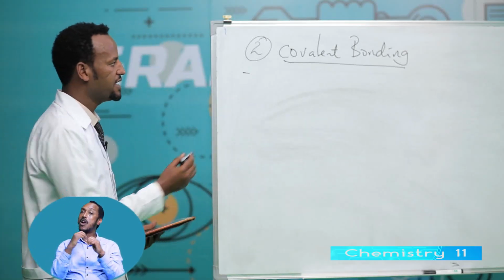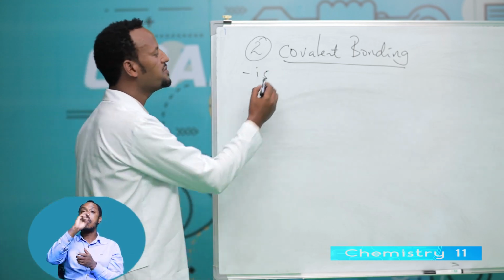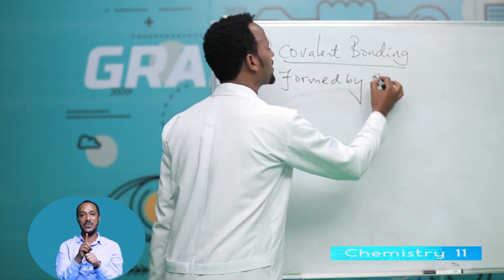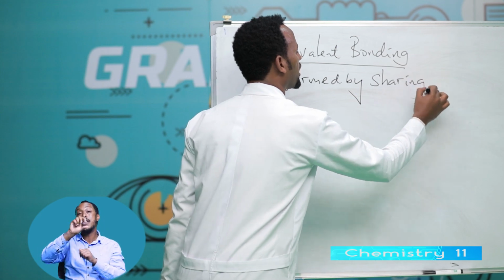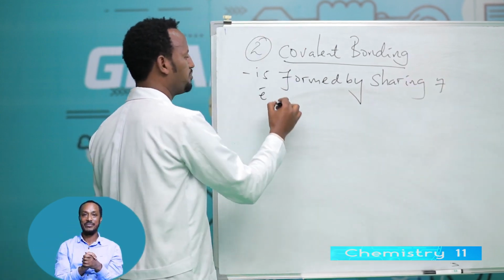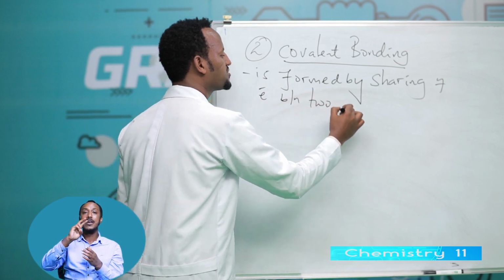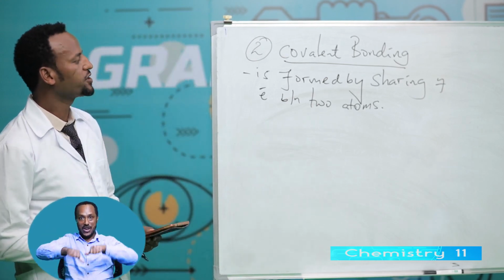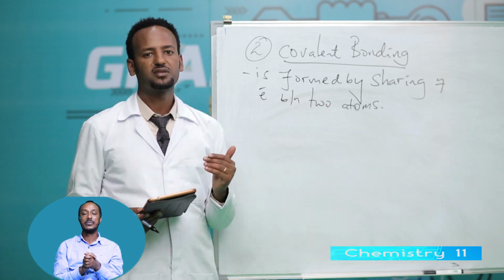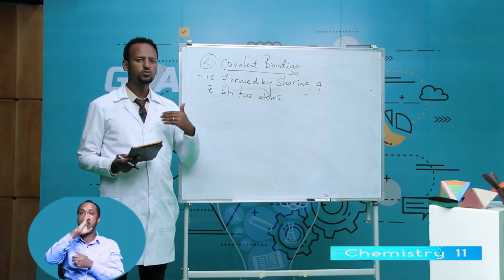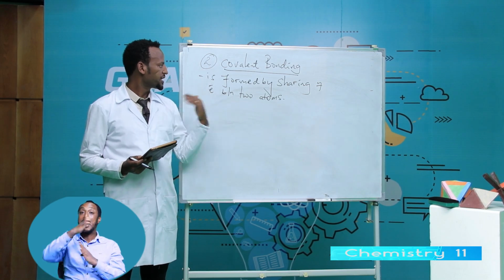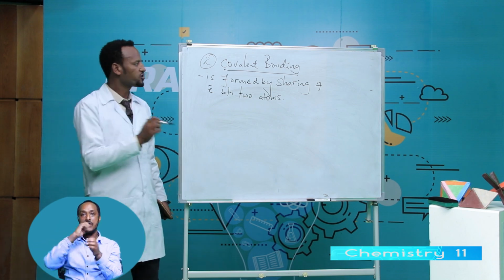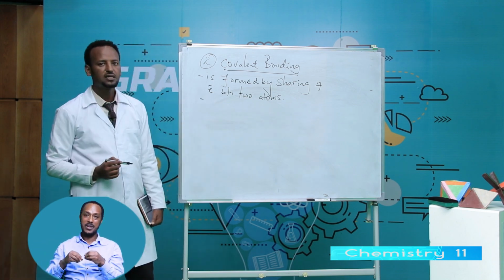Covalent bonding is formed by sharing of electrons between two atoms. Covalent bond is formed by sharing of electrons between two atoms, usually two nonmetals. Most of the case, sharing of electrons takes place between two nonmetals. The bond is known as covalent bonding. The compound that is formed by sharing of electrons, the compound is known as what? Covalent compounds.